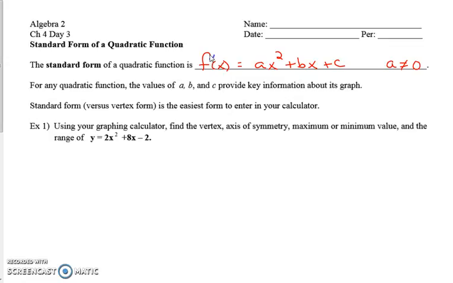And pause the video, and when you come back to the video, I will have all of the questions that I'm asking you down on the video. So go ahead and press pause, and you figure out the vertex, axis of symmetry, max or min, and the range for the given quadratic.